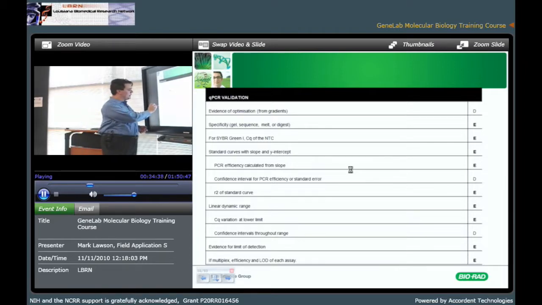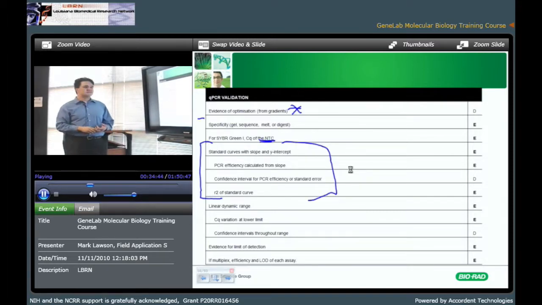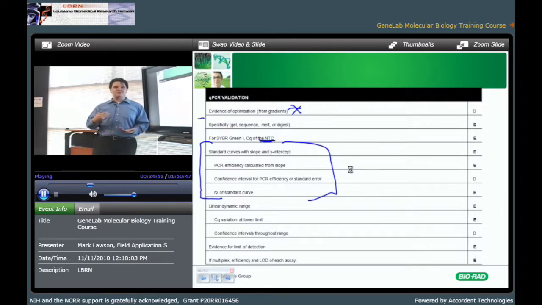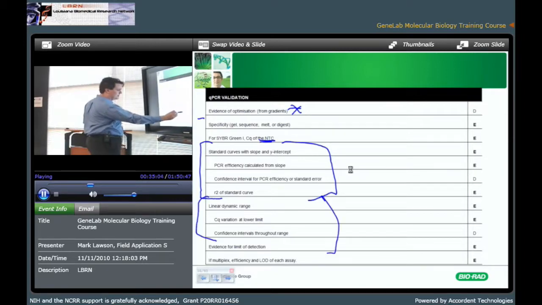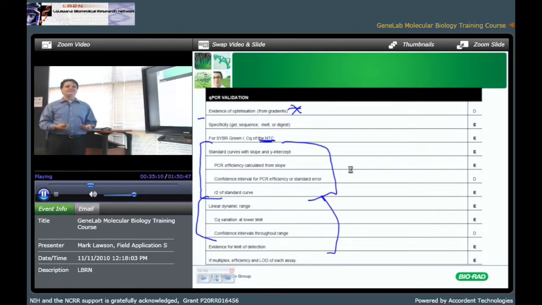Standard curves with slope and y-intercept. Okay, this is all satisfied with a standard curve. PCR efficiency calculated from the slope. Confidence interval, R squared of standard curve. I just showed you a standard curve. Doesn't mean you have to run it on every plate. You only have to run it once for each new assay. So it's not a real cost, in money or time. The linear dynamic range, which also is obtained, and actually the limit of detection as well, is all obtained from a standard curve. So every assay you ever run needs to have a standard curve confirmation. And you need to gather this data from that standard curve analysis. Okay?